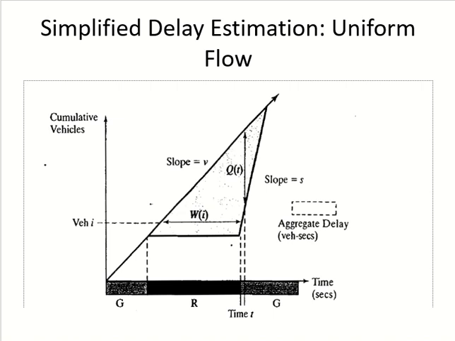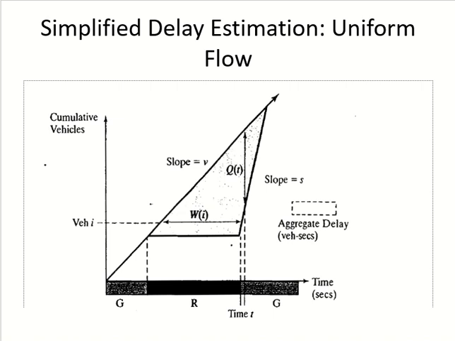Okay. So that also means what? When these lines were not equal, there was a queue. How much is the queue? The difference. Okay. So this is the queue, the length of the queue, how many vehicles are in the queue.